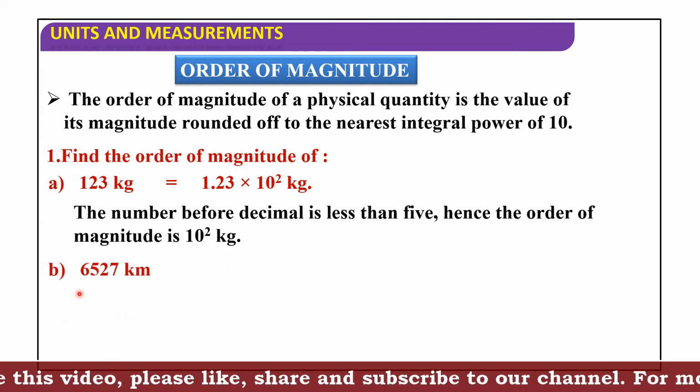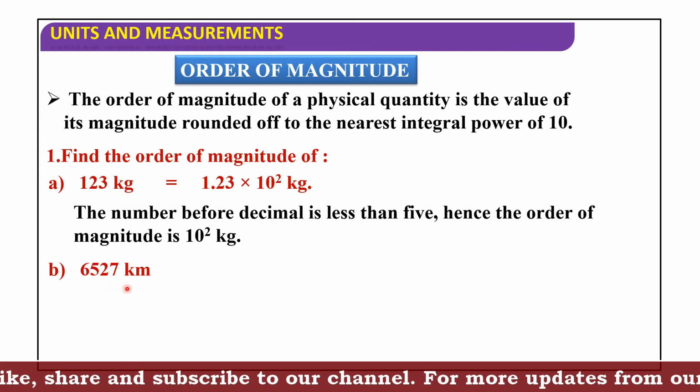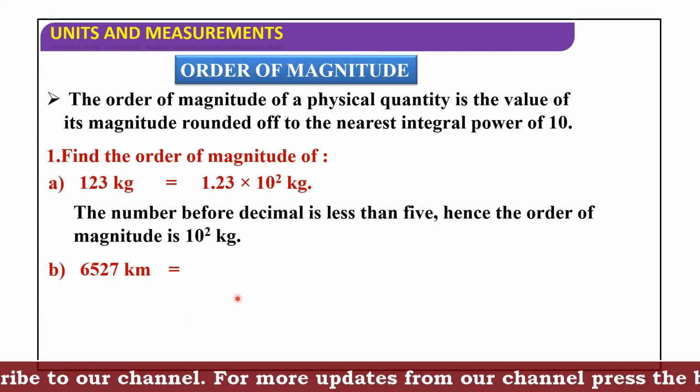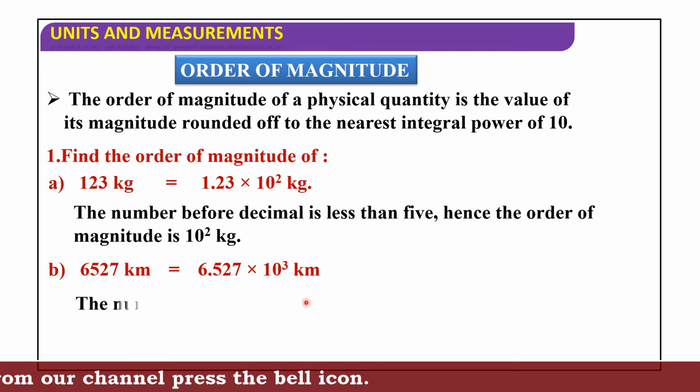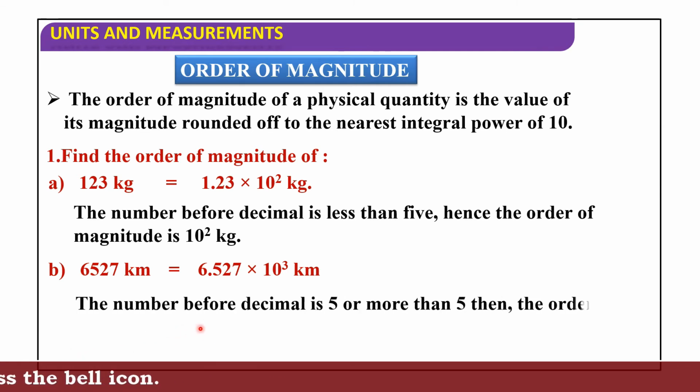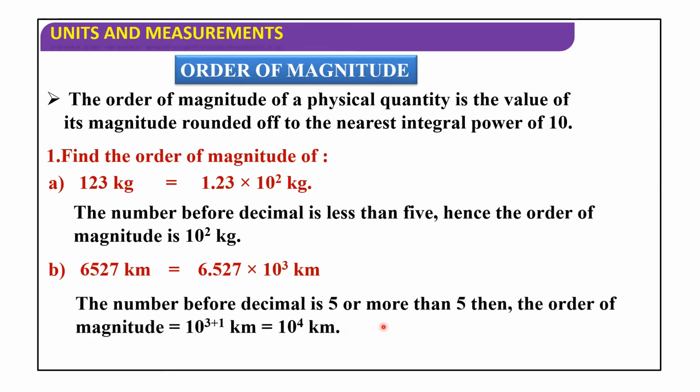Next one, 6527 kilometers. So this can be written as 6.527 into 10 cube kilometer. So in this the number before the decimal is 6, more than 5, then the order of magnitude is 10 to the power of 3 plus 1 kilometer. So that is 10 to the power of 4 kilometers.